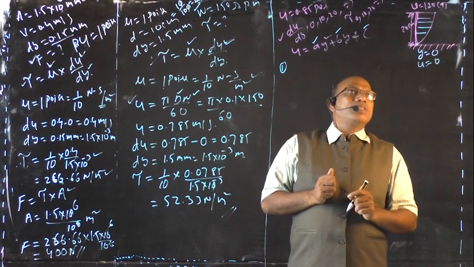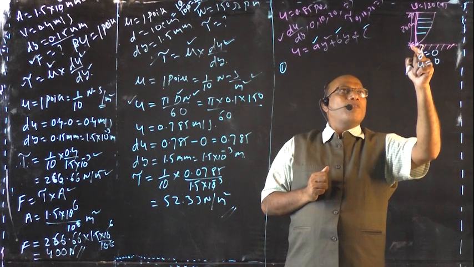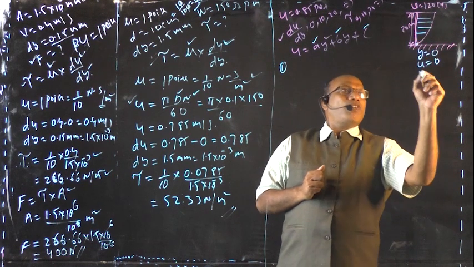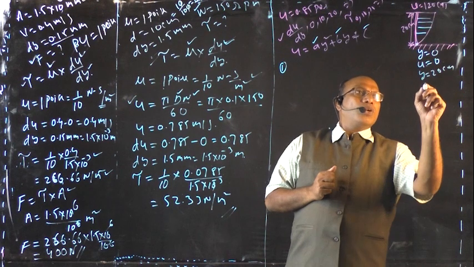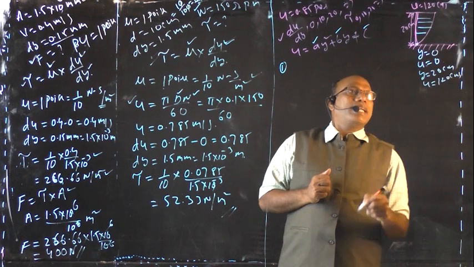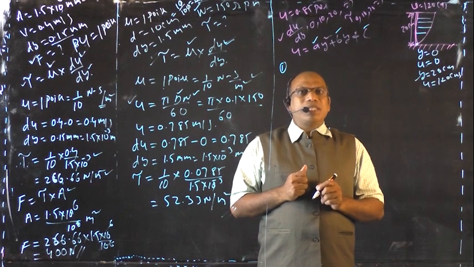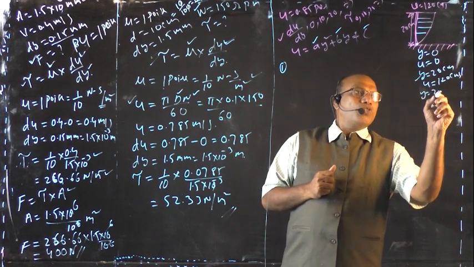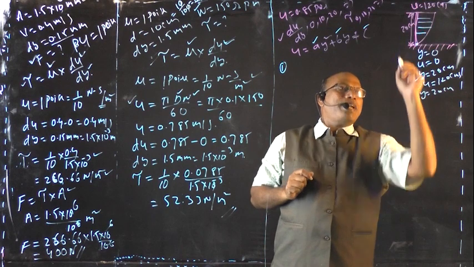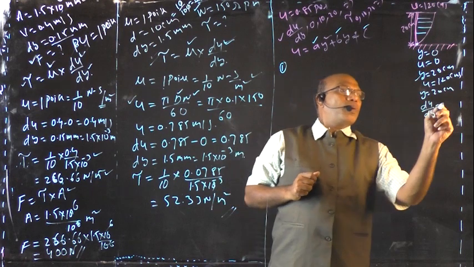And one more statement, if the distance from the boundary, y is equal to 20 centimeters, u is equal to the maximum velocity, that is equal to 120 centimeter per second. This is the second boundary condition. And the third boundary condition, at y is equal to 20 centimeters, at this point du by dy is equal to 0.